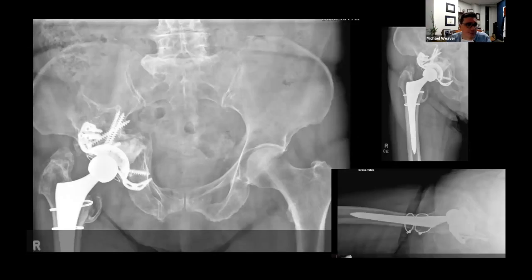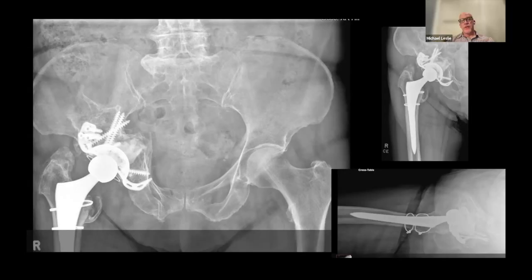And then this is her at 2 years. She succumbed to her other illnesses a couple of years after this, but this was something that got her up and moving. It is a little bit different, but it allows early weight bearing, and certainly I think is a nice technique occasionally.